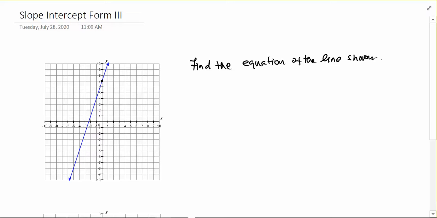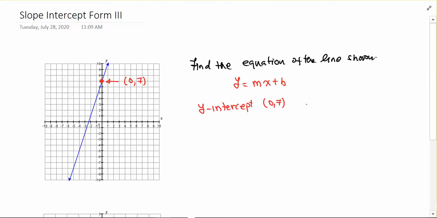Okay, so we can shoot for the slope-intercept form, mx plus b, if we can identify the m and the b. So the b is pretty easy. The y-intercept, by looking at the picture, we can see the y-intercept is right there. So that's the coordinate 0, 7.